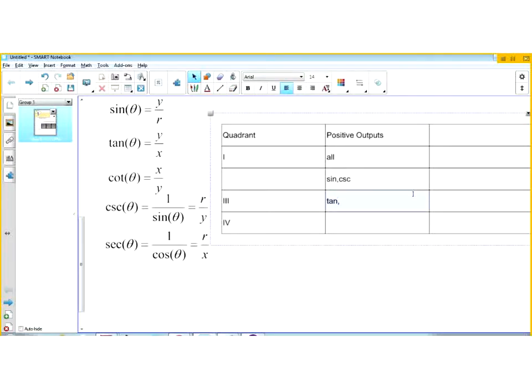It will be the tangent function and the cotangent function. Both of those will yield positive outputs in the third quadrant. And why is that? Because in the third quadrant, both x and y are negative, and the tangent is y over x, so the division of two negative numbers is positive. Cotangent is x over y, and the division of two negative numbers is positive.